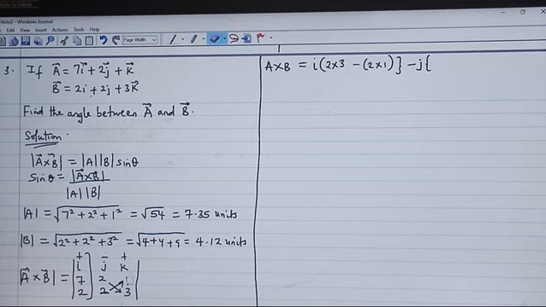Of course by now you should be conversant with how to do this. So minus j into 7 times 3 minus 2 times 1. Plus k into 7 times 2 minus 2 times 2.